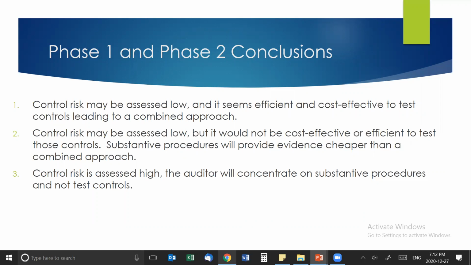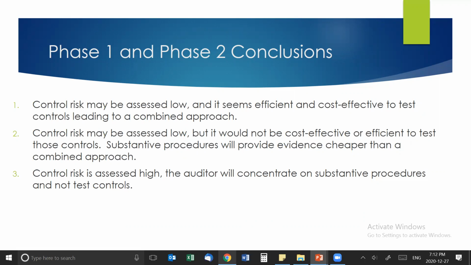Okay, if the control risk is assessed as low, then it seems that the controls are efficient, so they can test the controls to make sure that they're good. This way they can do fewer substantive procedures. A combined approach means you're doing tests of controls and substantive procedures. If it's cost effective to test the controls, they can do that. And control testing can happen at any point of the year because you're testing the processes, not the year-end numbers. So it's easier to not have to do everything at year-end.